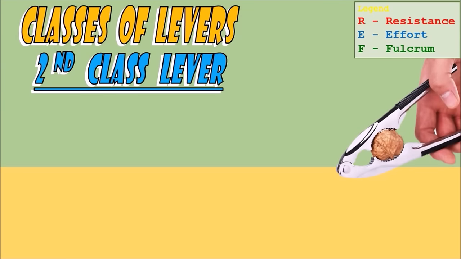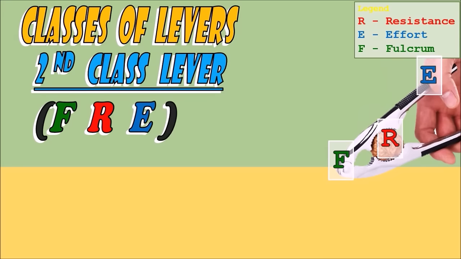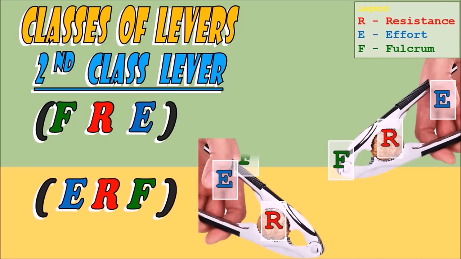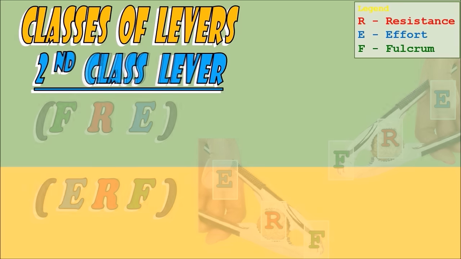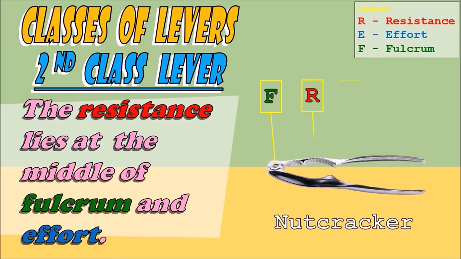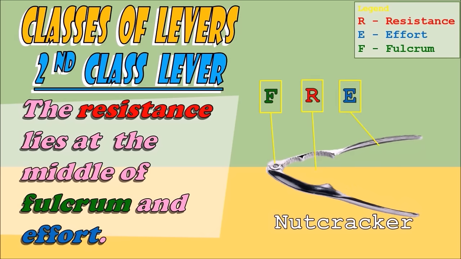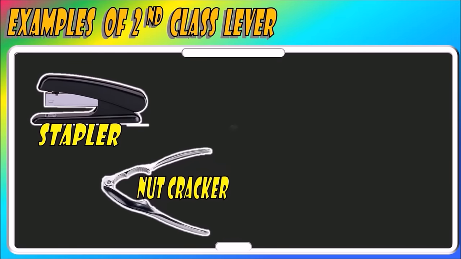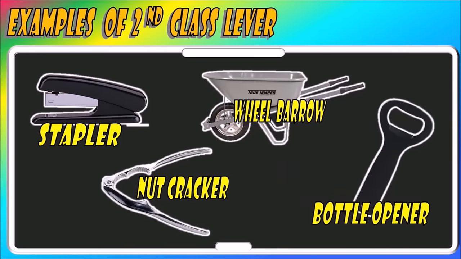Second class lever. The parts placement are fulcrum, resistance, effort, or effort, resistance, fulcrum, depending on how you look at an object. In second class lever, the resistance lies at the middle of the fulcrum and effort. Now take a look at the examples of second class lever.